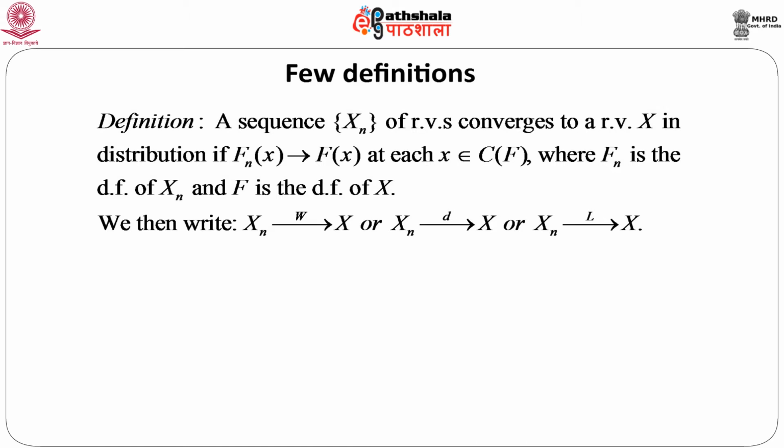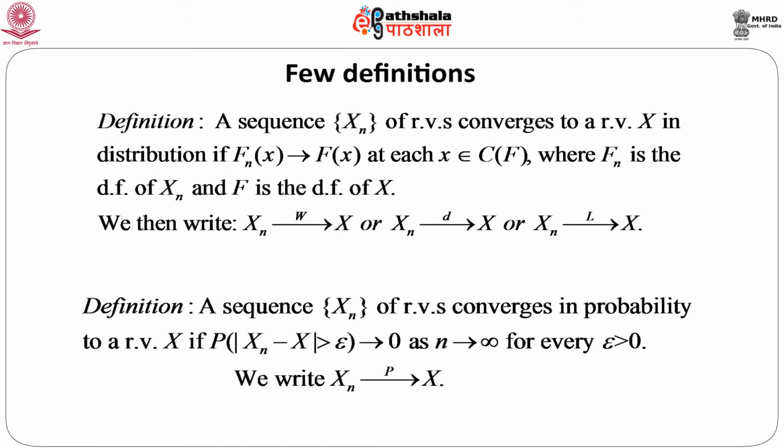Another type of convergence that comes immediately is called convergence in probability. A sequence X_n of random variables converges in probability to a random variable X if the probability of the event that modulus of X_n minus X is greater than epsilon goes to 0 as n goes to infinity, for every epsilon greater than 0. Obviously, epsilon should be taken to be very small. That means, as n goes to infinity, there is basically no difference between the probability of the outcomes of these two random variables, X_n and X. So, we write X_n converges to X in probability, that is P.